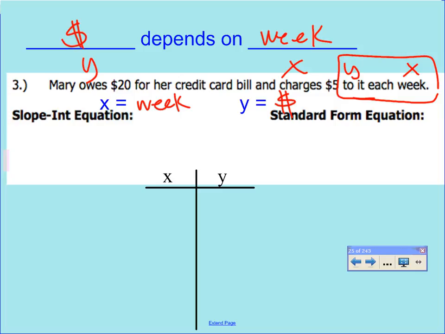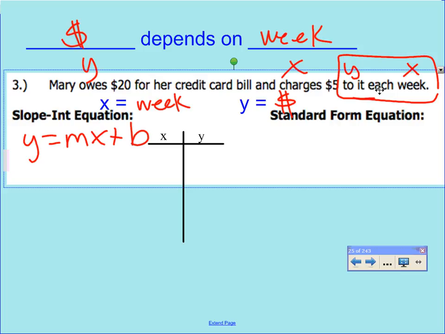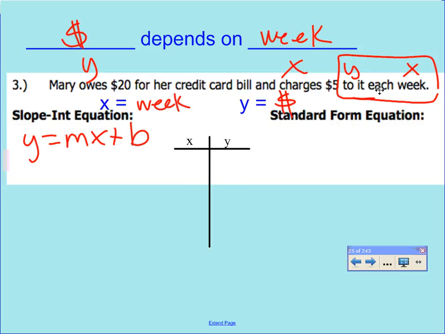Okay, slope-intercept form is y equals mx plus b. All right, what do you think? What is slope-intercept form for this equation? You're thinking of it as she is spending money. Sam?